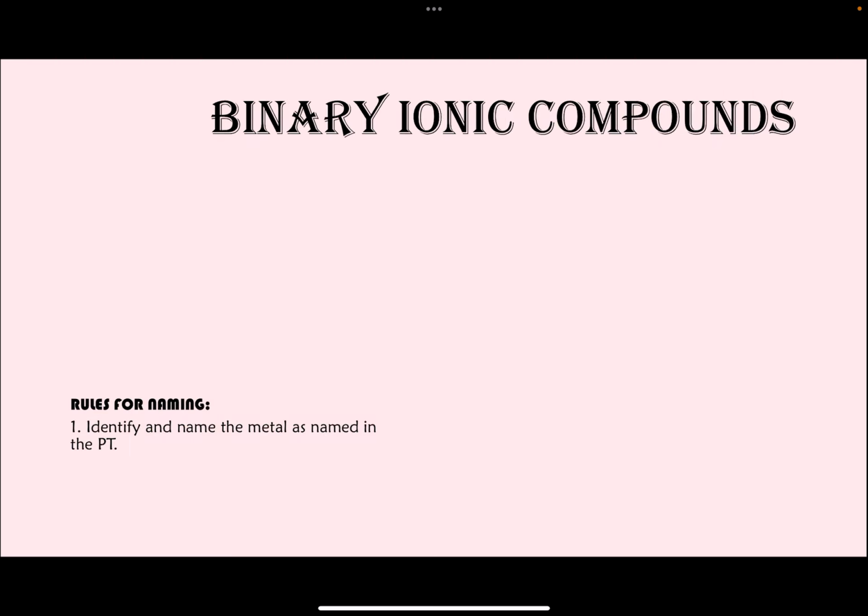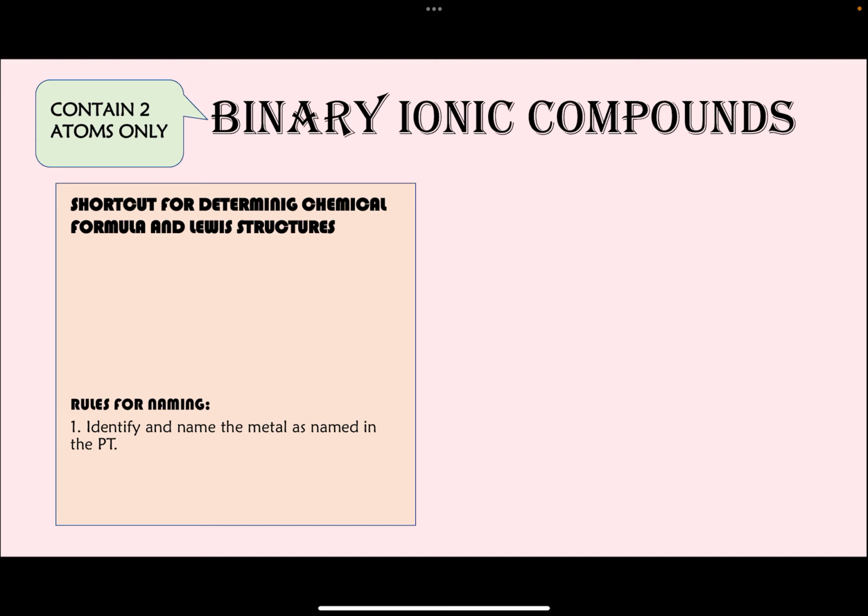But just one quick definition that I want to introduce before we talk about the shortcut is the word binary ionic compound. Whenever you hear the word binary ionic compound, that means that we have an ionic compound that has 2 atoms only. Okay, so an ionic compound that only has 2 atoms. So let's talk about the shortcut for determining the chemical formula and the Lewis dot structure for ionic compounds. So all you have to do, if I ask you to write an ionic compound between calcium and phosphorus, instead of doing all of those arrows and moving the electrons and all of that stuff, what you can do is something that we call the crisscross method.